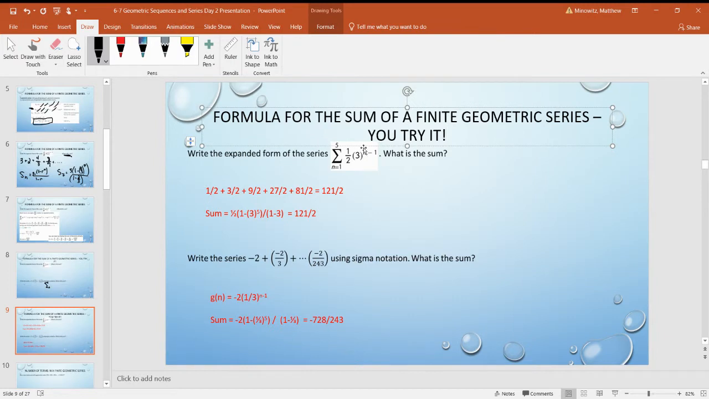Expanded form, I have 1/2, then times 3 is 3/2, 9/2, 27/2, 81/2. I got the first 5 terms. Or I could put it into the formula. In both ways, I get 121 over 2.